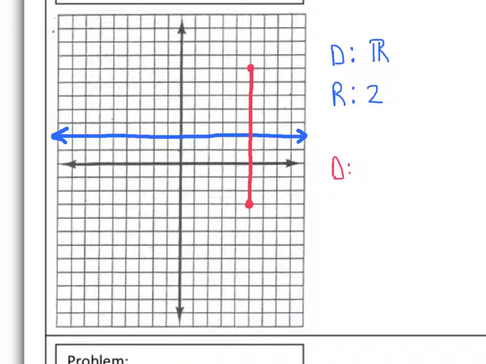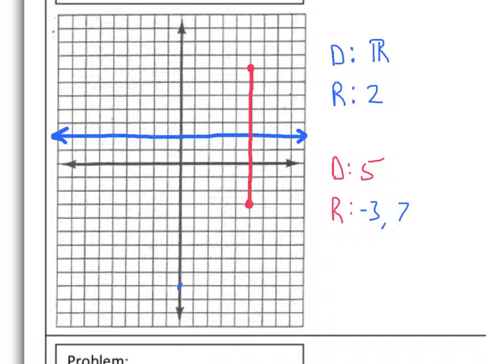-3 is over here. 5. Every x value on that line segment has to be a 5. Okay? Now, how about our range? So you're telling me that we can have a y value down here. So -3 and 7? -3. Okay, it's the whole thing, -3 through 7.